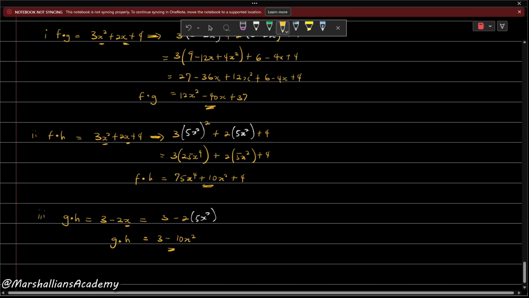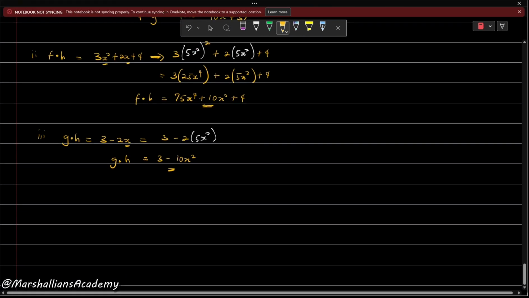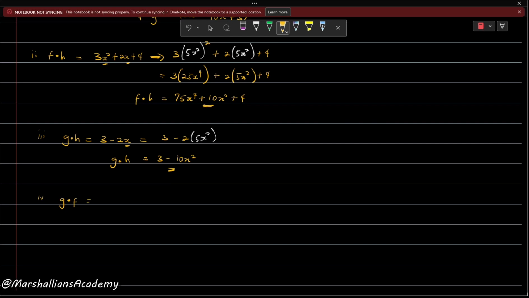Are we together? And what's the next thing? G of f. G of f. G function is the most exterior because f function would exist inside G's function. So I have to write G's function first.